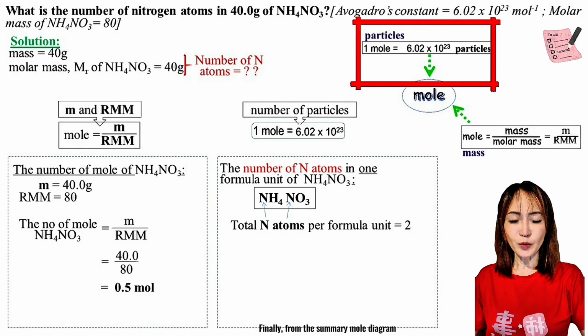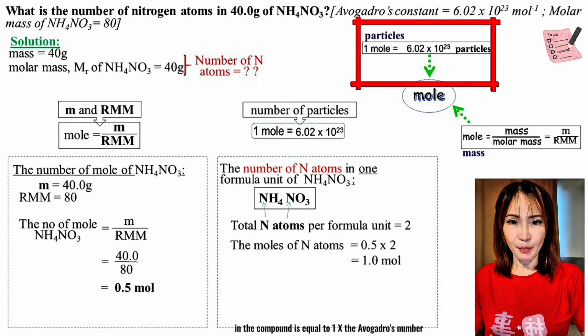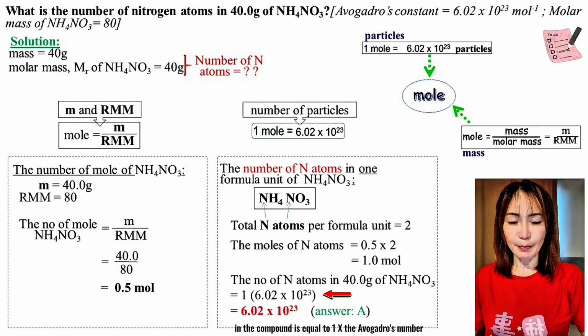Finally, from the summary mole diagram, 1 mole is equal to 6.02 times 10 to the power of 23 particles. Therefore, the number of nitrogen atoms in the compound is equal to 1 times the Avogadro number, which means the final answer is A.